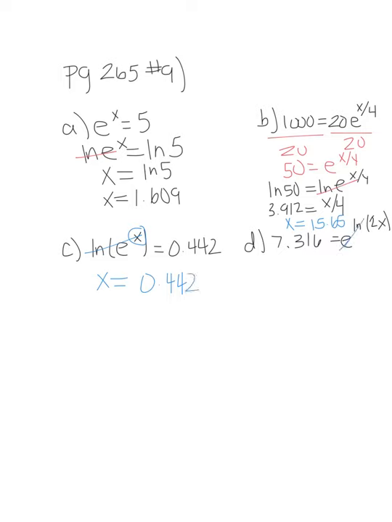And then part D is very similar. Again, it has an e to the ln, and those are opposite. They're canceling out. So what I'm left with is 7.316 is equal to, this exponent just comes down as a whole number. And then in order to get x by itself, I must divide each side by 2. And so I'm left with x is equal to 3.658.